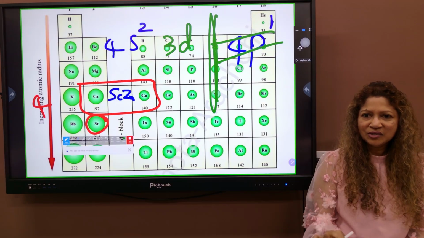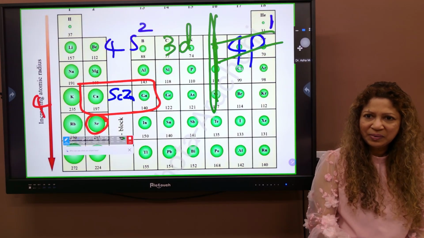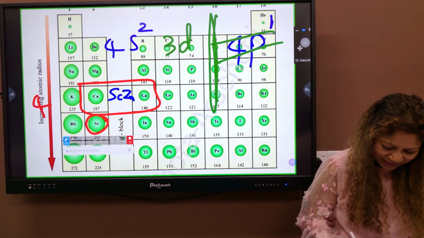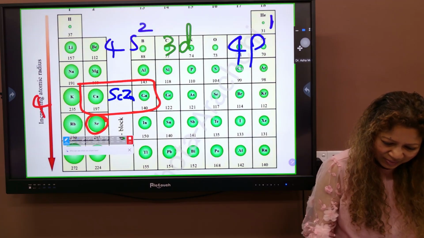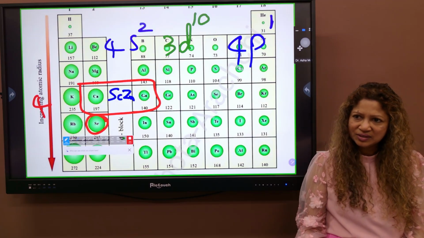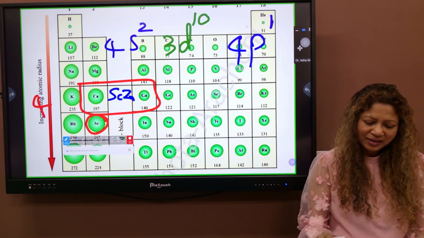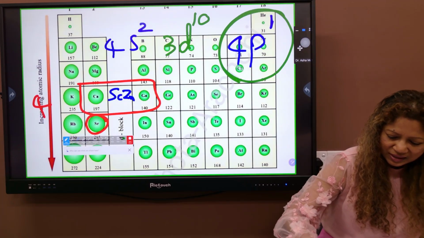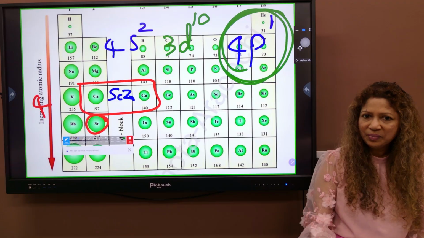Yeah, the 20th element is Ca, 4s2. Then plus 10 means 3d10. So this is okay, see. Understood? Yeah. Okay, how many electrons are you losing now? The last electron enters the p orbital, so you fall into the p block.